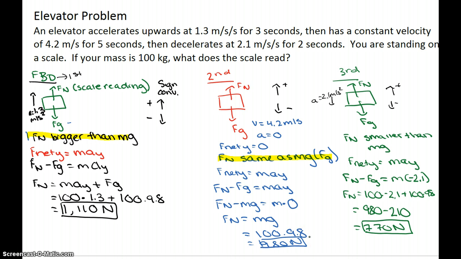So that's how to solve an elevator problem. If you note, I did not use any of these times. That was just to trick you. Don't let it trick you on your test. And we can see again that when we were accelerating upward, Fn was bigger than mg. When we had no acceleration, they were balanced. And when we were accelerating downwards, our normal force was smaller.